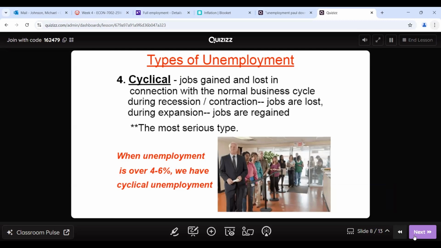There's always going to be frictional, structural, and seasonal unemployment. In any economy, good or bad, there's always going to be frictional, structural, and seasonal unemployment. But cyclical depends on whether we're in a recession or expansion. So cyclical changes depending on that, but we'll always have seasonal, frictional, and structural regardless.